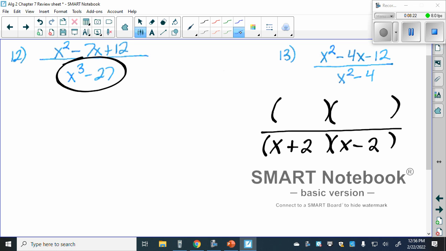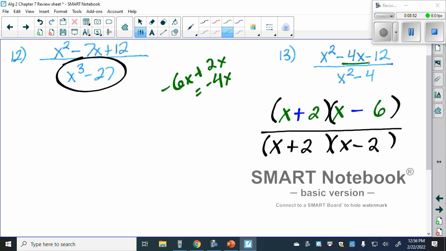Since the 12 is negative, our signs are opposite. Well, the factors of x squared are x and x. The factors of 12 are 1 and 12, 2 and 6, or 3 and 4. 2 and 6. And we actually want the 2 to be positive. And if we check this here, x times negative 6 is negative 6x, plus 2 times x is 2x, which does give us the negative 4x that we wanted. Any questions on this here?